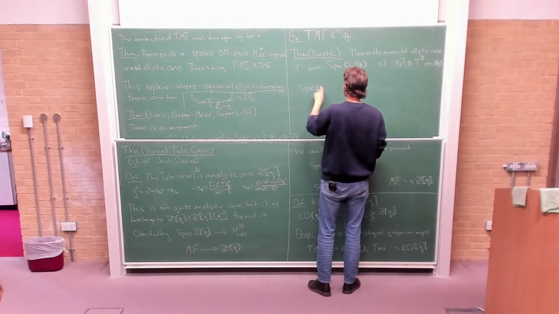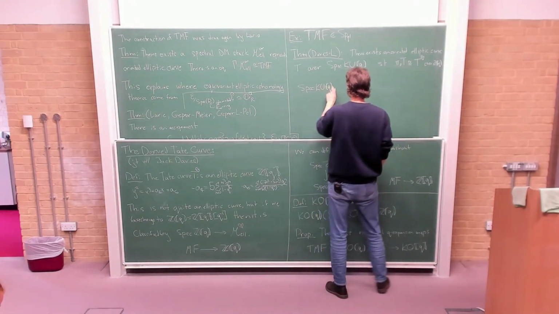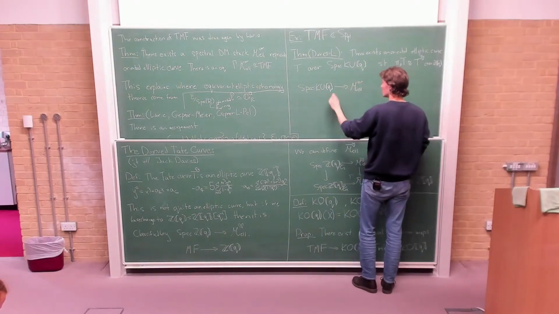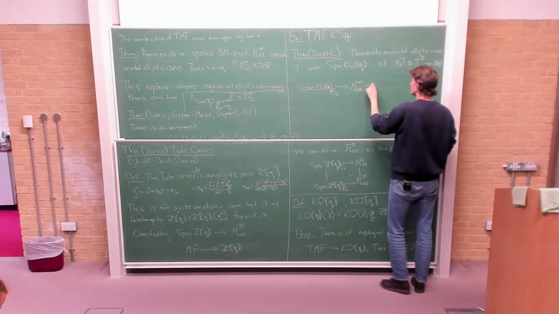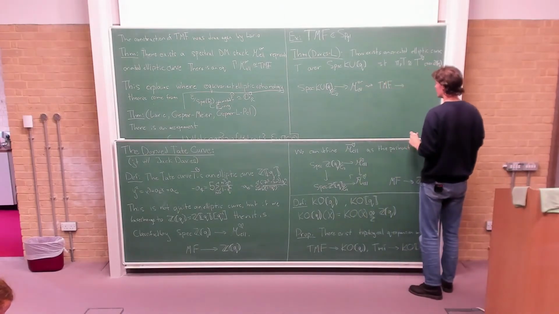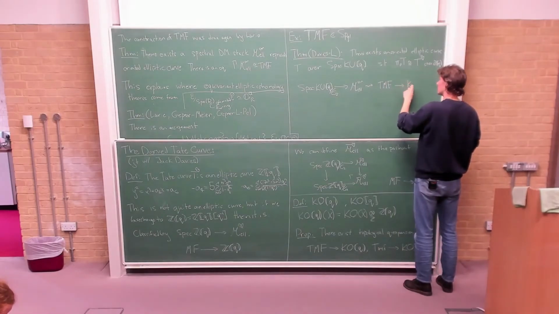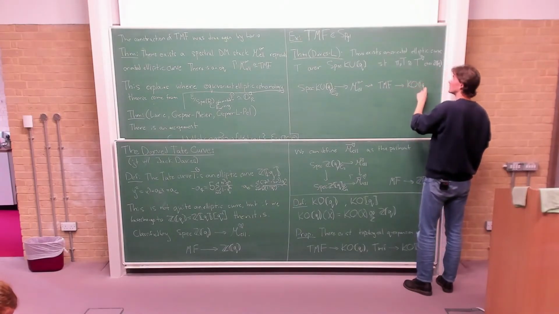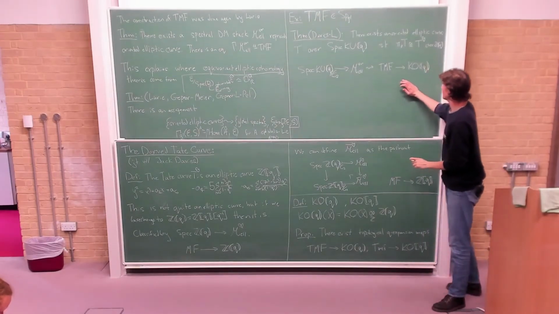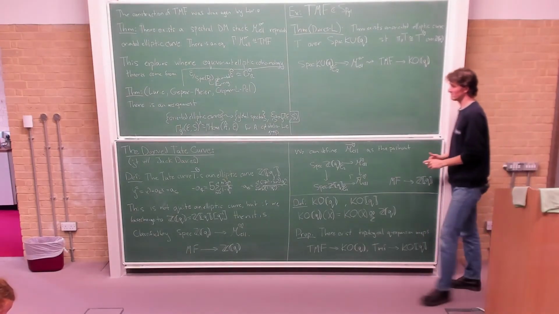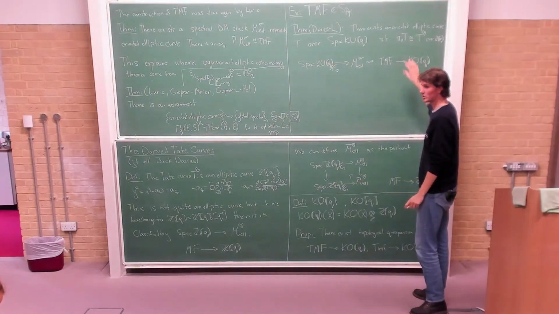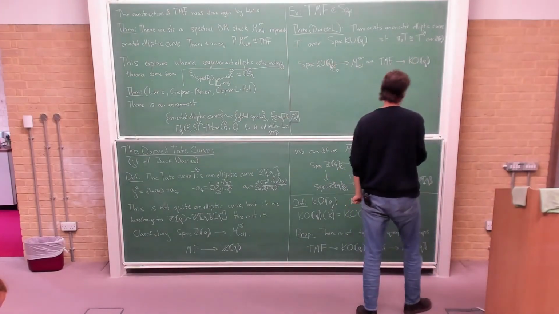So this gives us a map. Lifting once again to global sections, we get this map TMF to KL. So this really enhances this topological Q expansion map, which in turn enhances the ordinary Q expansion.